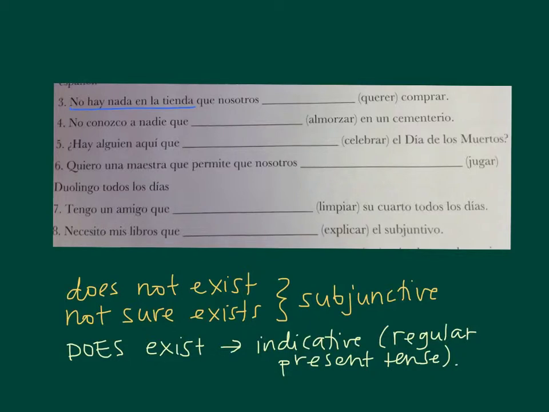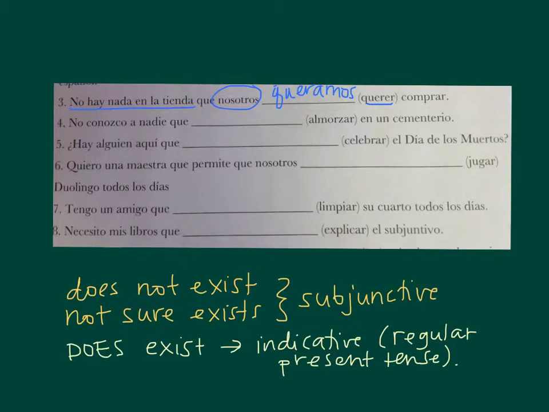Okay, I look over here, I'm conjugating for nosotros, my verb is querer. Normally I know that querer is a stem changer. It's an ER verb though, so I know that ER verbs do not stem change in nosotros form. So I would just have queramos.